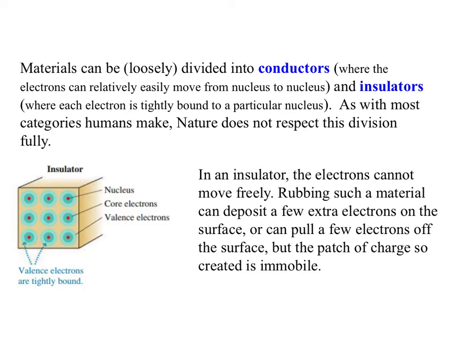And there's a third class of thing called the semiconductor, which we will talk about very briefly later, but we'll ignore for this discussion. In an insulator, the electrons cannot move freely. That's what makes an insulator. Rubbing such a material can deposit a few extra electrons on the surface, or even pull a few electrons off the surface, but it creates a patch of charge that is itself immobile and relatively small.